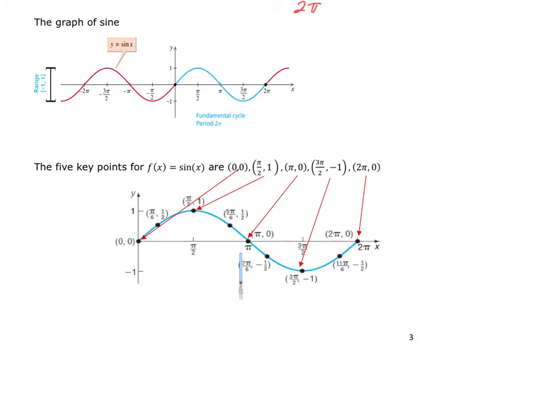Now, could I have chosen these as well? Sure, I could have chosen these as well, but it's easier to take the key points and transform them, having outputs of 1 versus outputs of 1/2. You could have used any of them, but typically our 5 key points, again, are these here for sine.